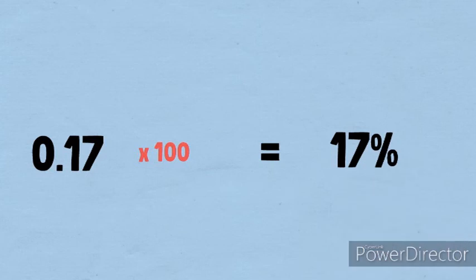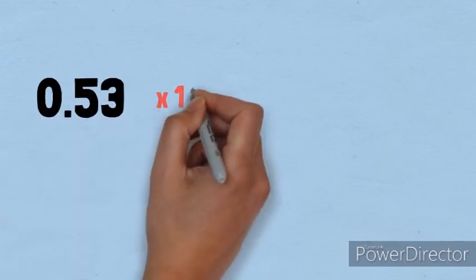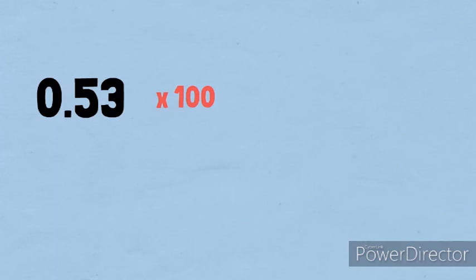Now let's look at 0.17 converted to a percent. 0.17 times 100 is 17. But let's look at an easy way to multiply times 100. All you have to do is move your decimal point 2 places to the right, because there are 2 zeros in 100. That gives you 17, so your answer is 17%.